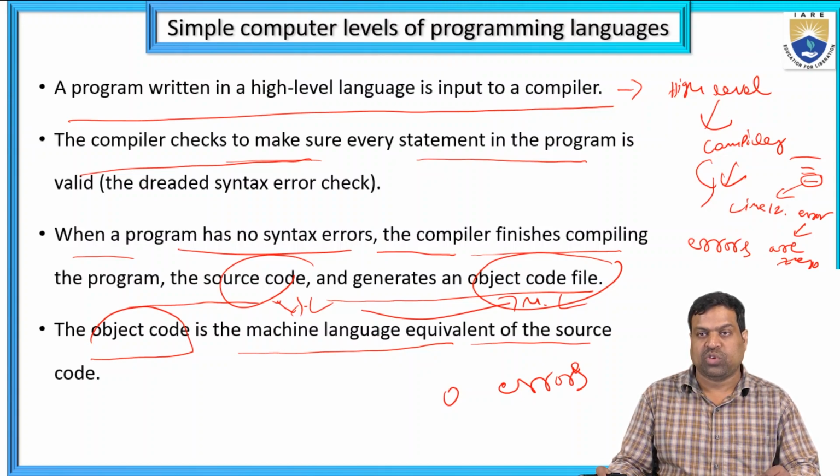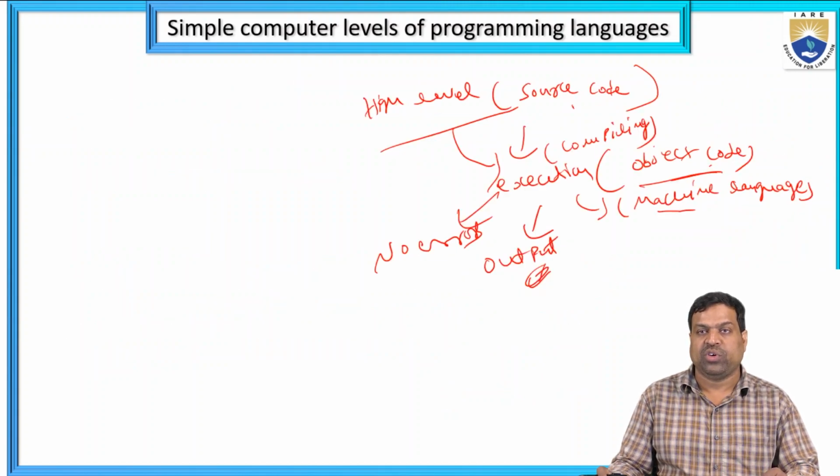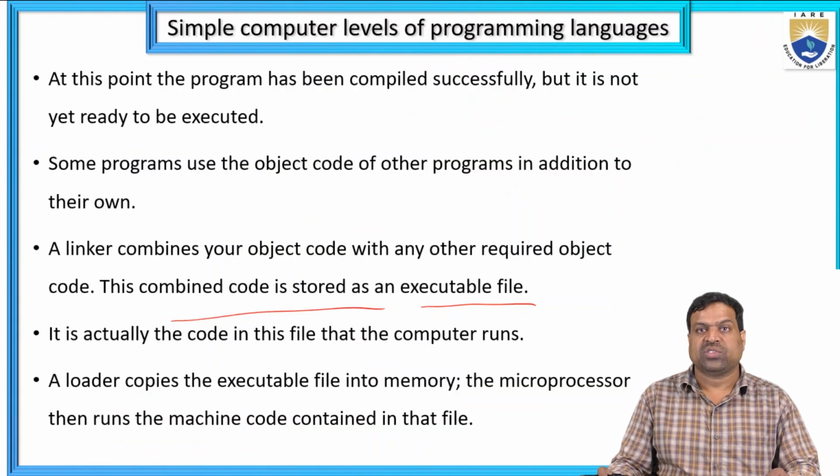So source code is converted to object code; high level is converted to machine language. If there are no syntax errors, only then it will go for the output. This is an example of an executable program. The source program goes for the compilation, then the object file, link editor, program file, loader. When we have successfully written the program and execute it, we go for the object file, and only then do we get the executable file. So it goes through the processor as machine language, and then we get the output.